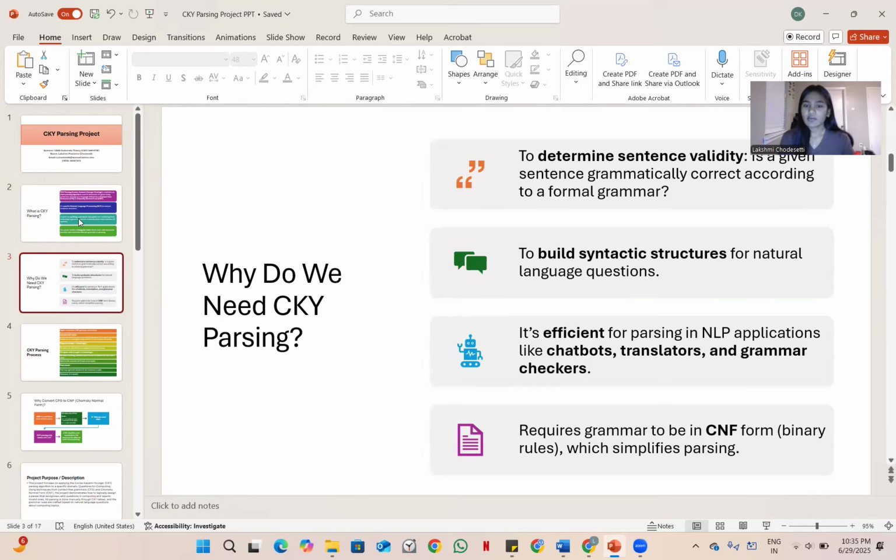Why do we need CKY parsing? To determine sentence validity: is a given sentence grammatically correct according to the formal grammar. To build syntactic structures for natural language questions. It's efficient for parsing in NLP applications like chatbots, translators, and grammar checkers. It requires the grammar to be in CNF form, binary rules, which simplifies parsing.